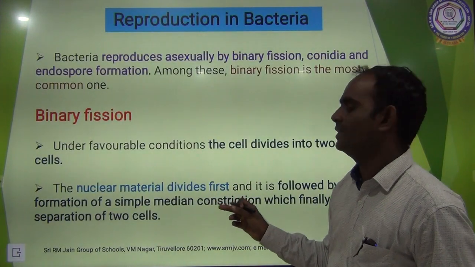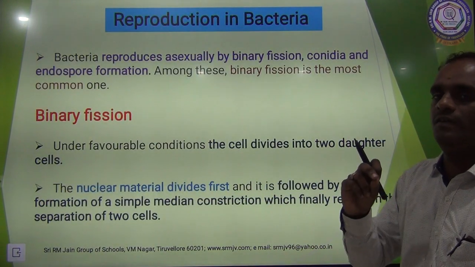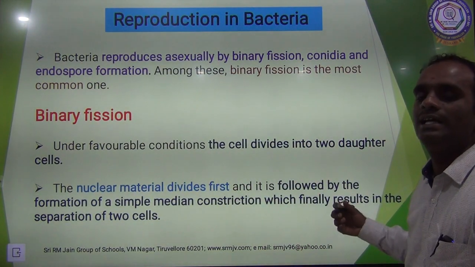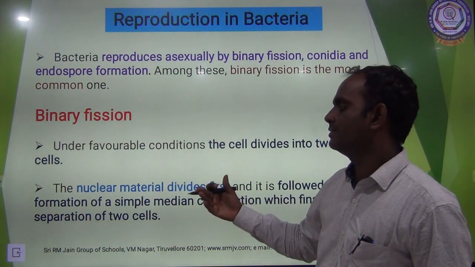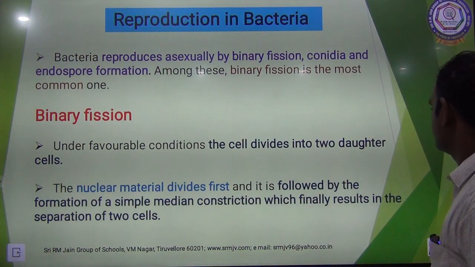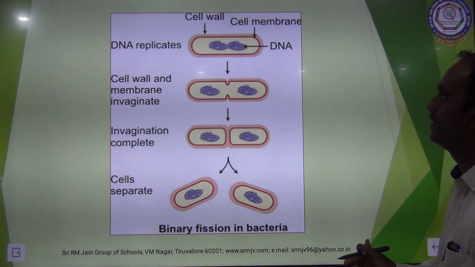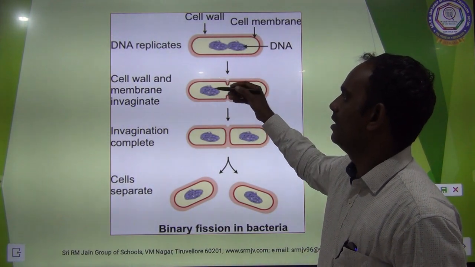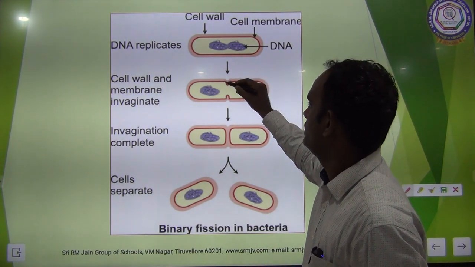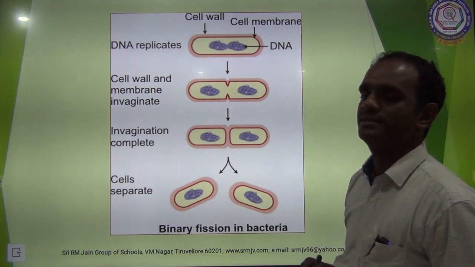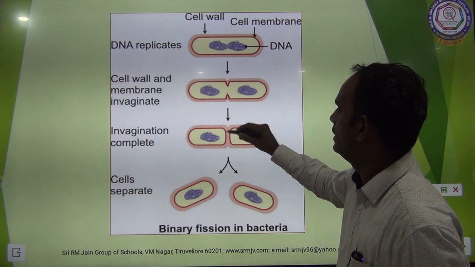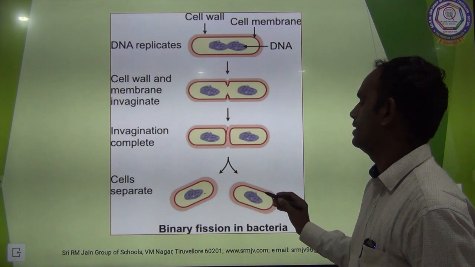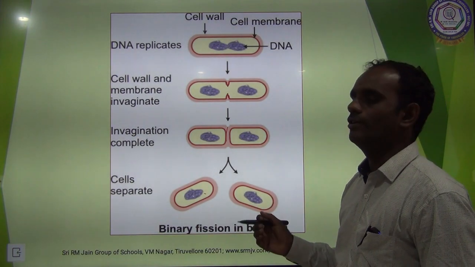So the nuclear material divides first, followed by the formation of a simple median constriction. Constriction takes place, and finally it results in the separation of two cells. The nuclear material replicates, the cell wall and the membrane invaginate, a narrow constriction takes place. Invagination completes, and finally it separates into two cells having two different nuclear materials. That is called binary fission.